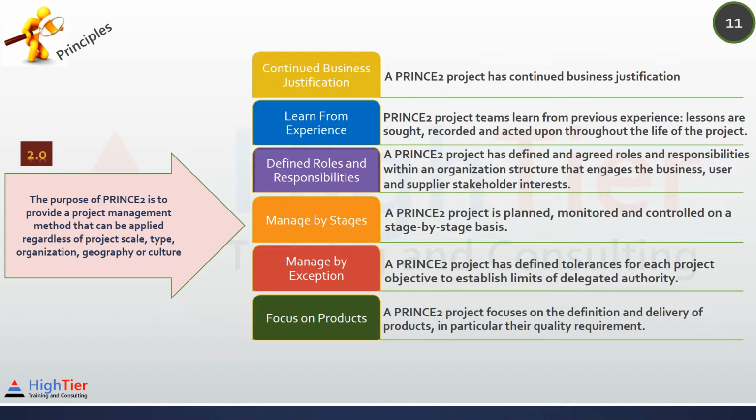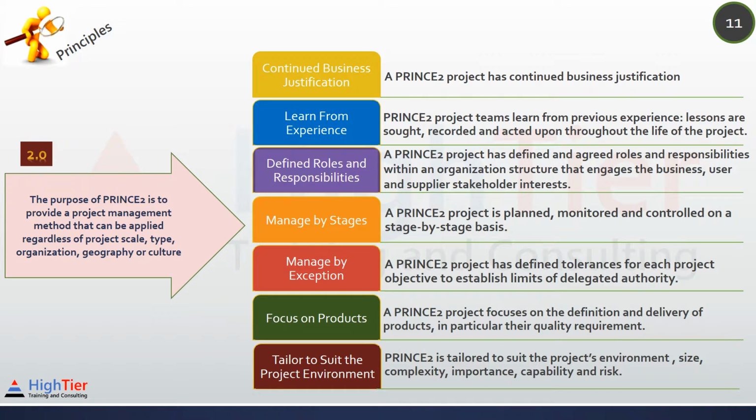Focus on products. A successful project is output-oriented, not activity-oriented. An output-oriented project is one that agrees and defines the project's products prior to undertaking the activities required to produce them. The set of agreed products defines the scope of a project and provides the basis for planning and control.